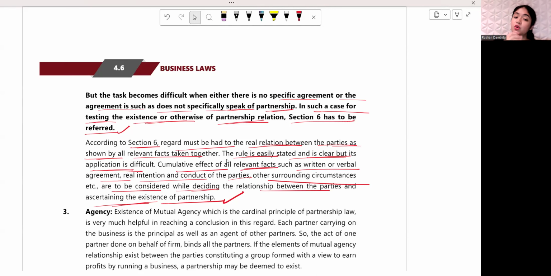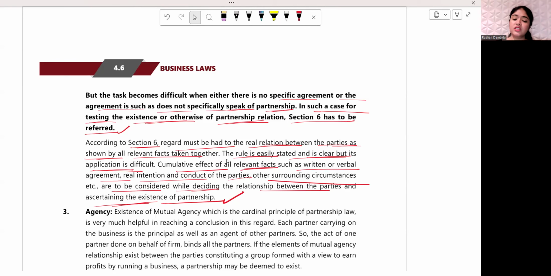So the rule is, if nothing is clearly given in the agreement, you have to see how they are running that business. Then you have to see the cumulative effect of all the situations: is there only an oral or verbal agreement, or is it a written agreement, that is to be checked. What is the intention of getting into the business, why they are doing these transactions, what other situations make it look like a partnership firm. And after understanding the relation between the parties and seeing the situation, you will judge whether it is a partnership or not.